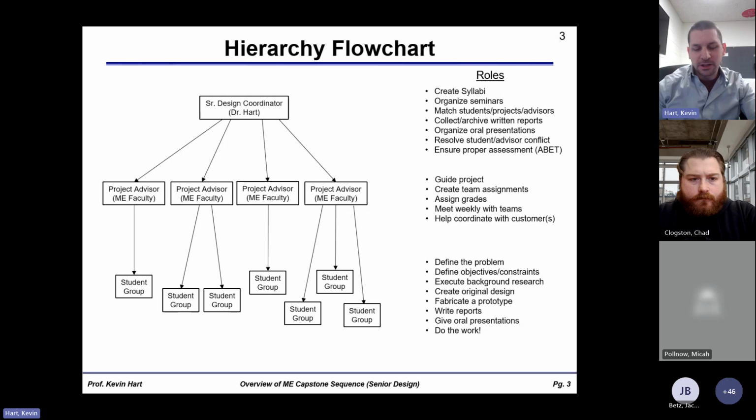All right. How does this generally look? What are the roles and responsibilities of the individuals? So I am the senior design coordinator, meaning I oversee all of the individual projects. But as a student, you're going to be part of a team that is advised by an individual ME faculty advisor. So what are the roles of each of these people?